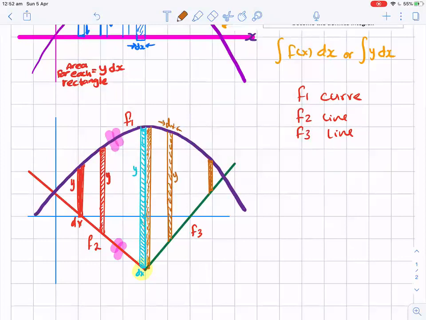So in that case, how do we find y? It's basically f1 minus f2 on the left side, which is the red line and the curve. To find y, it's f1 minus f2. And to find y on the other side, it's f1, which is the curve, minus f3. Yeah, to find the height of each strip, basically. Okay, now I will just give you an example to do something similar.